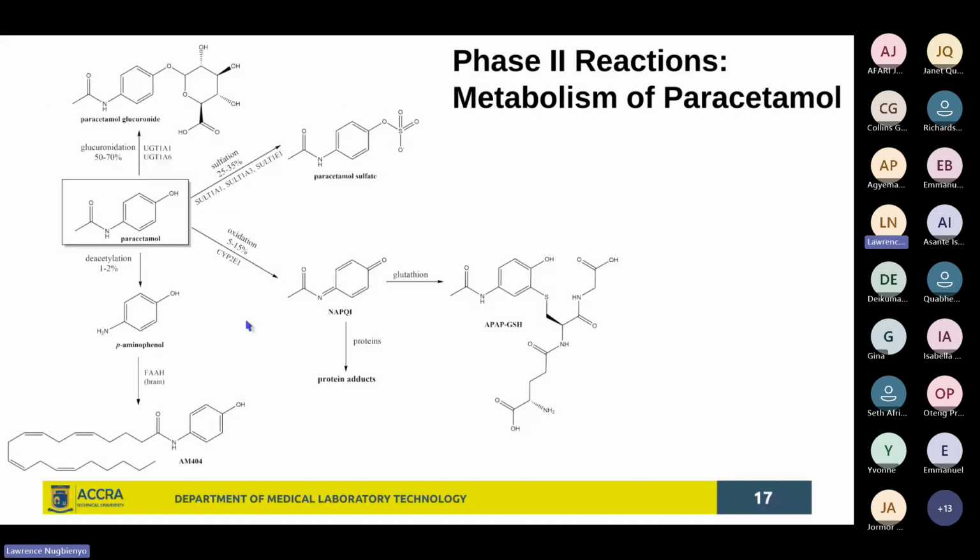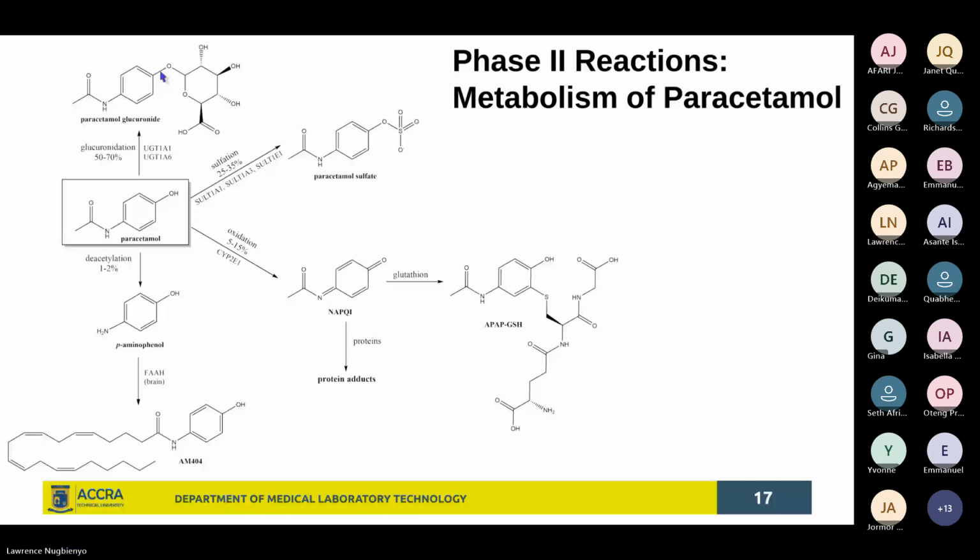Now, this is another common one here. Phase 2 reactions. We are looking at the metabolism of the common over-the-counter drug, paracetamol. And here too, you see you have different pathways that paracetamol can pass. But all of it, you can see clearly there are conjugation reactions where you have paracetamol getting conjugated to glucuronide. So that is a process of glucuronidation. And you see that about 50 to 70% of the drug actually goes through that pathway.